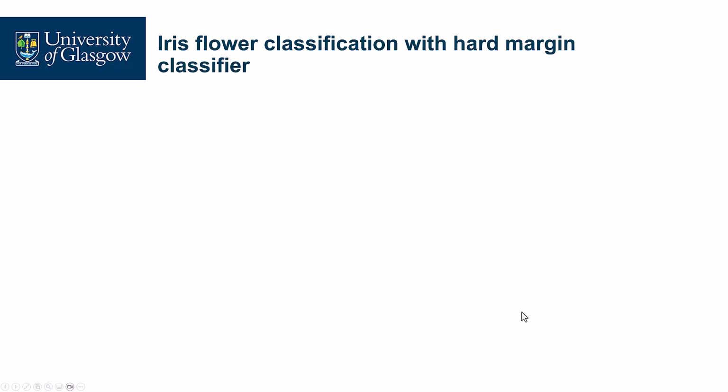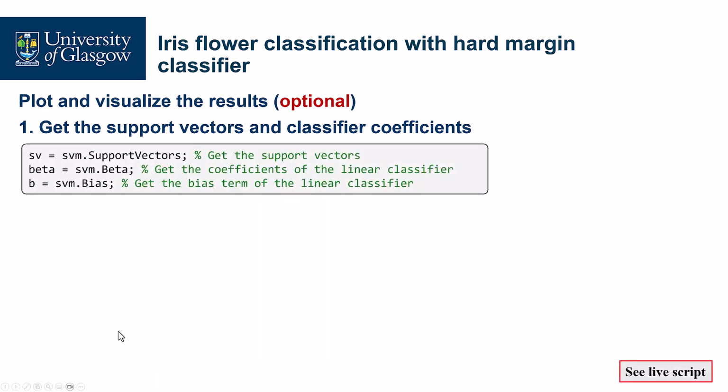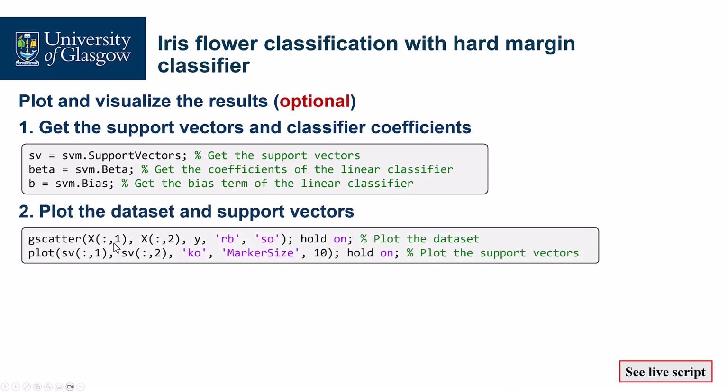And to broaden your scope, you can also plot and visualize the results. In many cases, this is very useful to observe what you obtained. First, you can get the support vectors and classifier coefficients. These are the basic things from which we can generate the support vectors and the boundaries, and we can draw them, right? As we saw in the last session, we can get the support vectors, the beta and the bias using the dot notation, right? Then we can plot the data set. The data set is here, and the support vectors are plotted here.